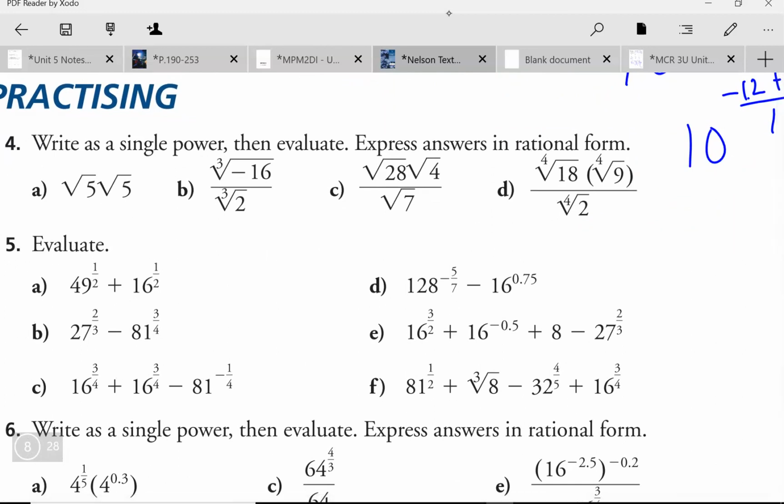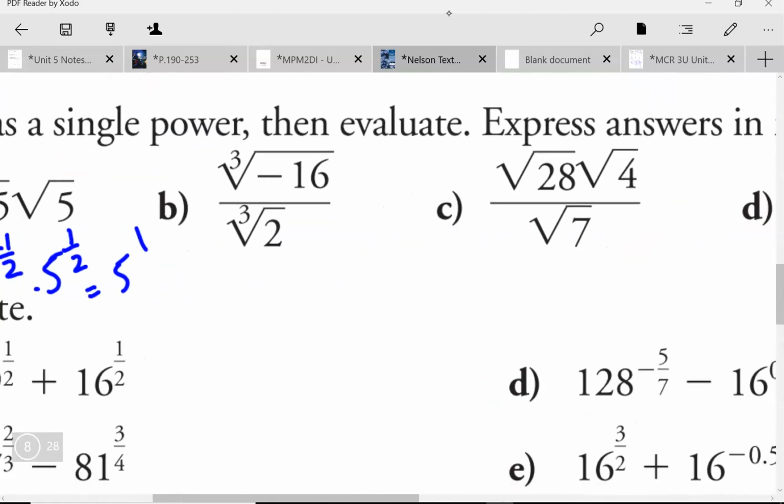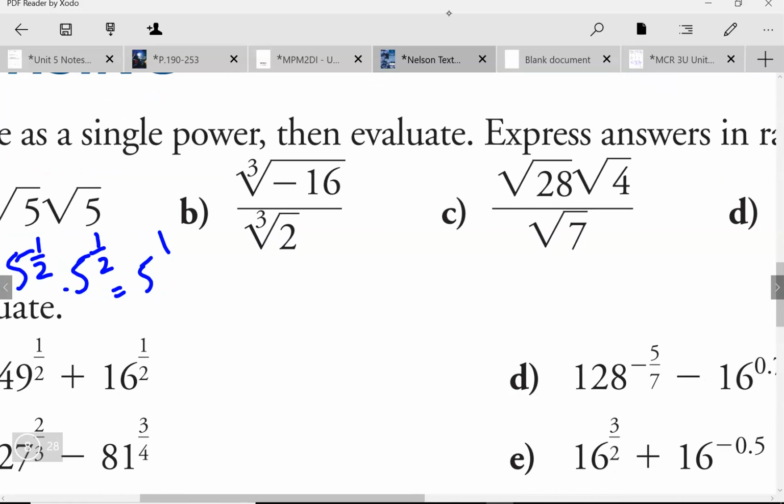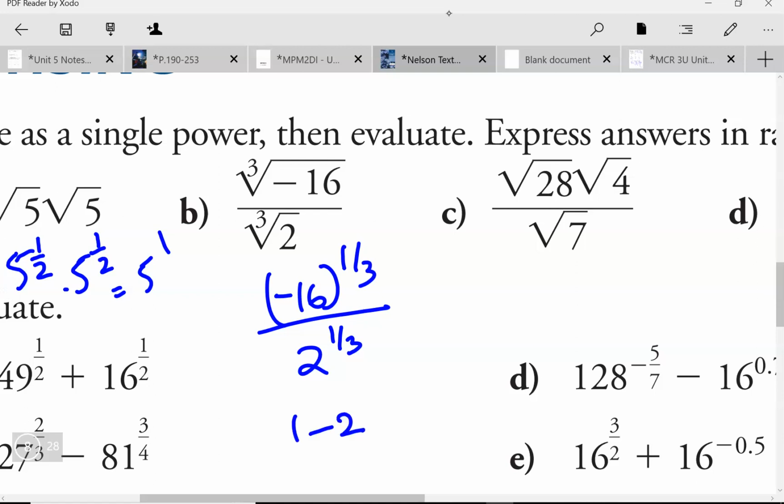Oh, there's some tricky ones here. This is 5 to the power of half times 5 to the power of half, which is 5 to the power of 1. Again, first we have to write this as a single power. So first we're going to write negative 16 to the power of 1 over 3 divided by 2 to the power of 1 over 3, where negative 16 to the power of 1 over 3 is in fact negative 2 to the power of 4 to the power of 1 over 3.